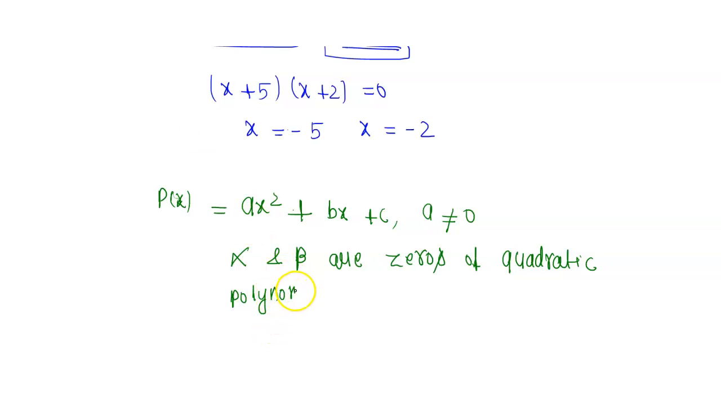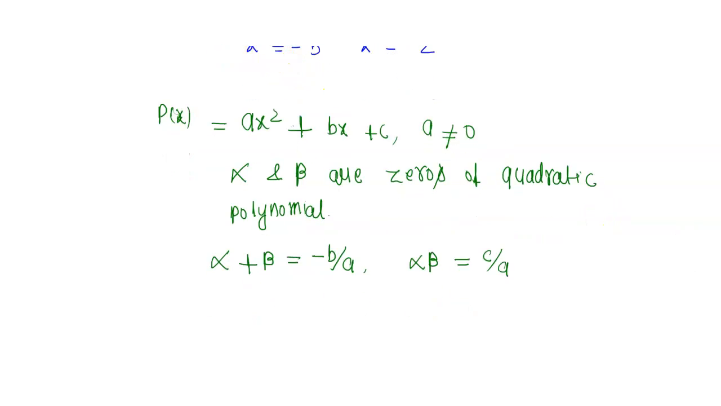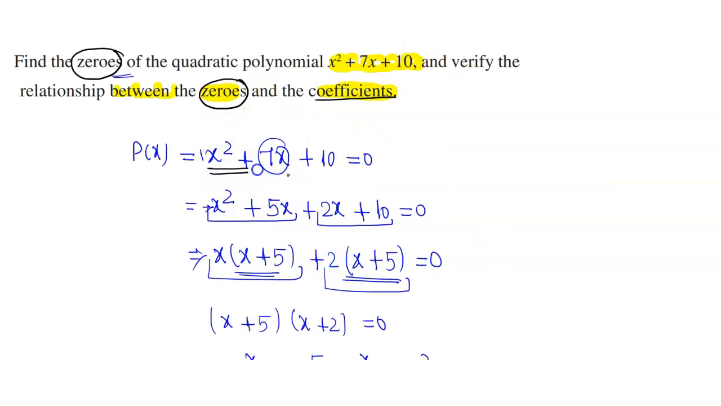then the sum of zeros, alpha plus beta, equals minus b by a. This is the standard relation. The product of the zeros is c by a. This is also a standard relation. Here alpha equal to minus 5 and beta equal to minus 2. Similarly, we are going to compare this equation with the standard equation.